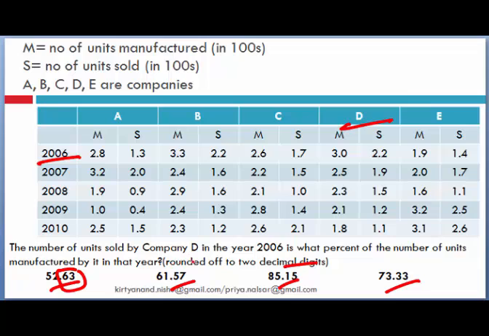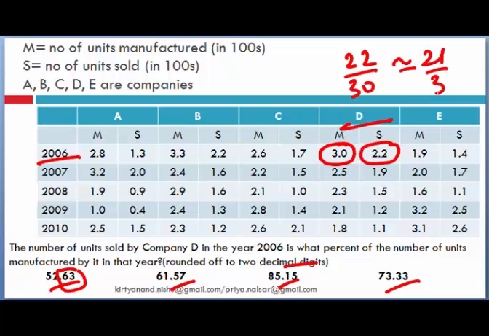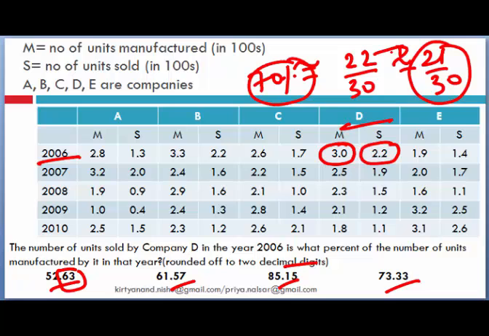Number of units sold by company D in 2006, which is 2.2, is what percentage of number of units manufactured, which is 3. So you can write it as 22 by 30, which is very close to 21 by 30, which is approximately equal to 70%. Now here we have reduced it to ease out the calculation. Therefore this percentage will be slightly higher than 70%, and there is only one such number here, which is 73.